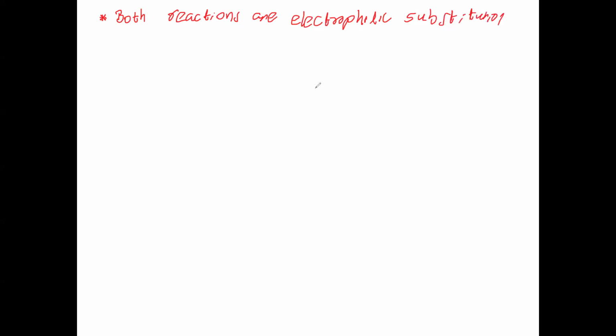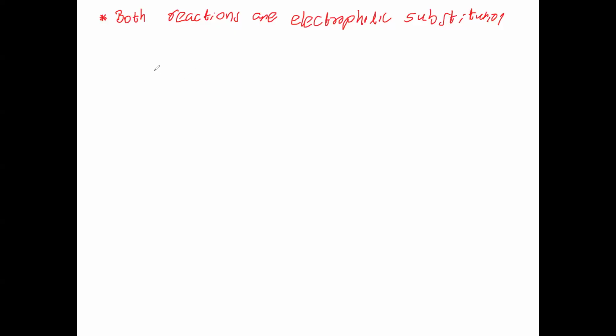So first thing, we can simply write: both reactions are electrophilic substitution. When we write both reactions, they know what we are talking about. So we write that one. Then we have to discuss their products.